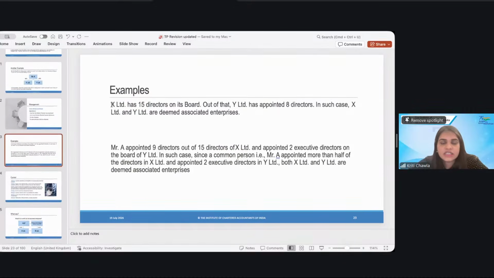Just take a minute and look at these two examples and we can discuss it further. I'll give you 30 seconds. Just look at these two examples again.